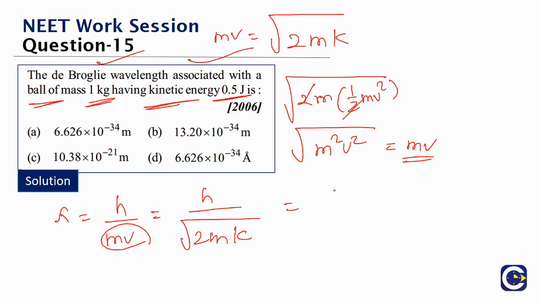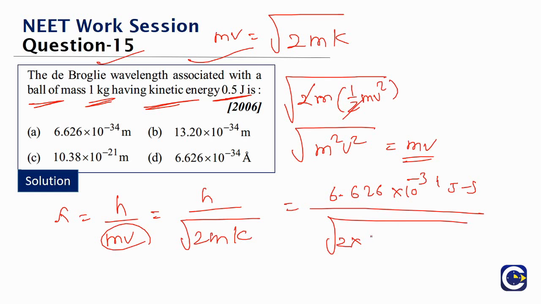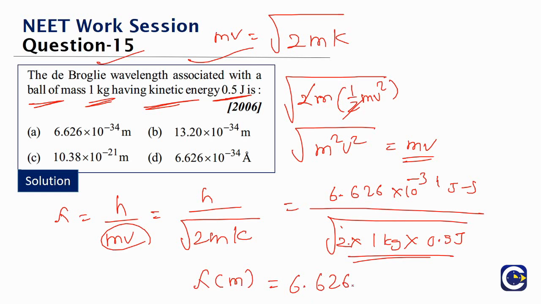So look at this. What are we having? h is 6.626 into 10 power minus 34 joule second. That is the numerator, Planck's constant. Divide by root 2 into, everything we will take in the SI unit, mass is 1 kg into kinetic energy 0.5 joules. So 2 into 0.5 is 1. Totally the denominator is root 1, which is simply 1. Since we have taken everything in the SI system, the lambda will be coming in which unit? Meters. So it is 6.626 into 10 power minus 34 meters. That's it. So what is the answer for this? Option A will be the answer.